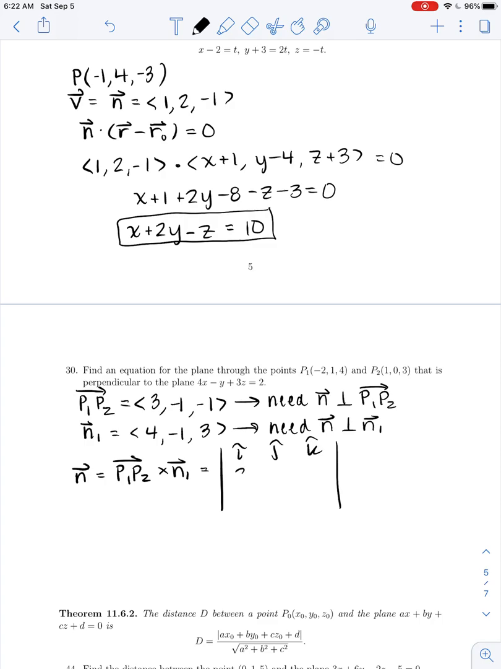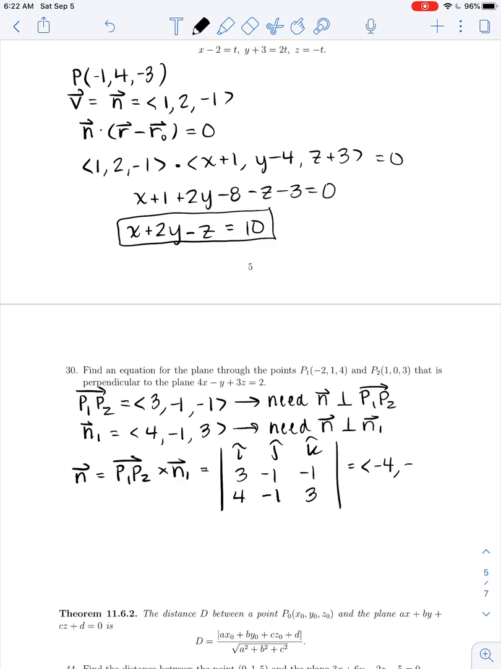Fill in our matrix. 3, negative 1, negative 1, 4, negative 1, 3. All right, and in the i hat component, I have a negative 3 minus 1, gives me a negative 4.